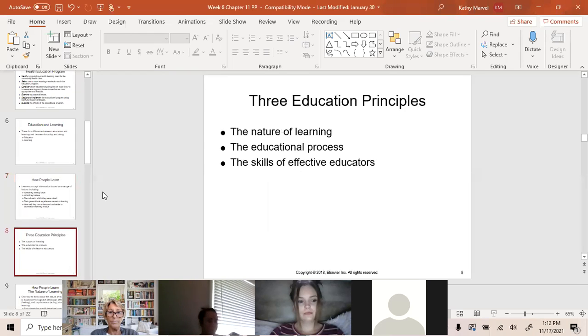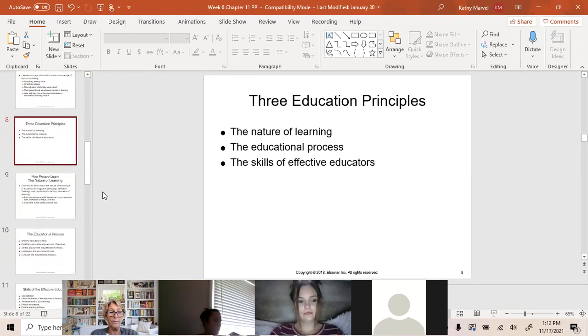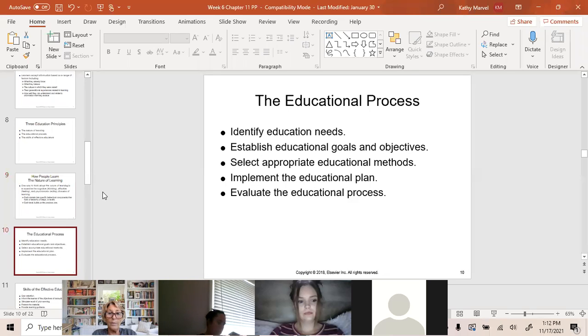All right. What are our three education principles that we go by? Talk about those in the book. Right. And here's our three, how do people learn? And we'll discuss this more in the book, but there's cognitive, which is your thinking, affective, which is your feeling, and your psychomotor, which is acting. Okay, we'll go through those three.